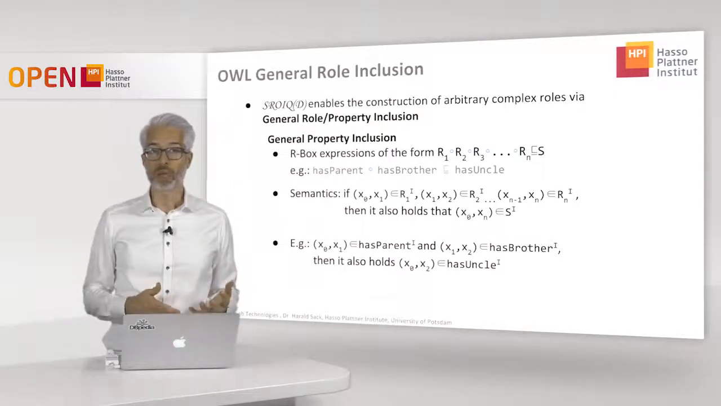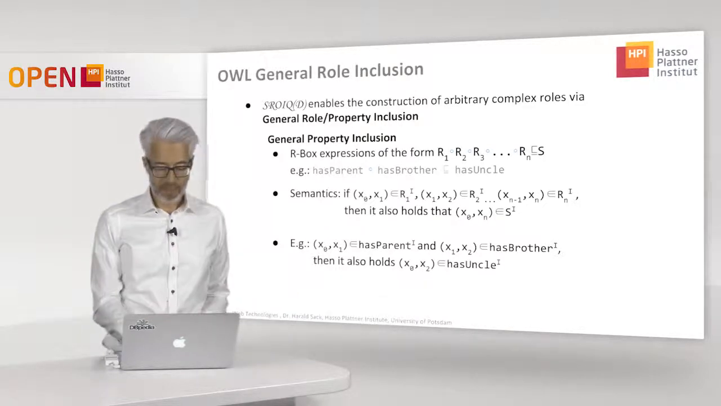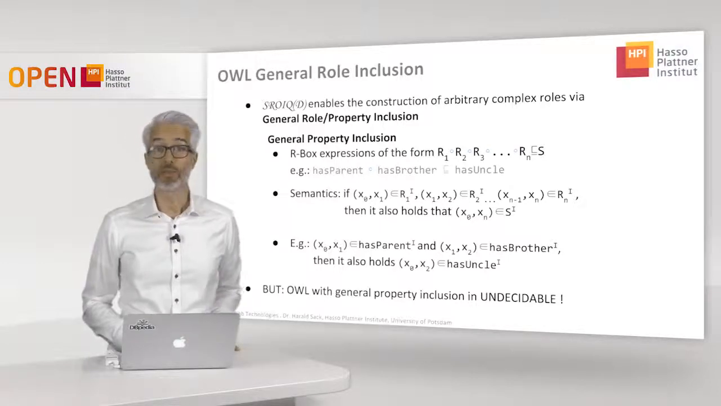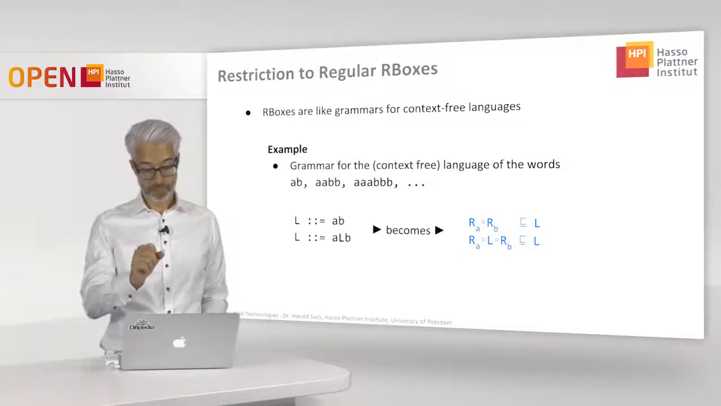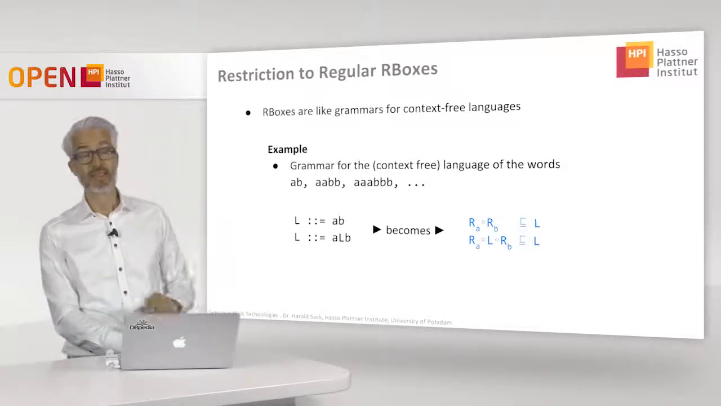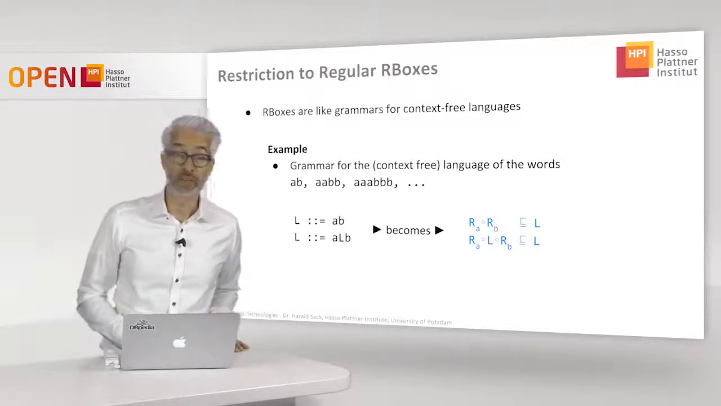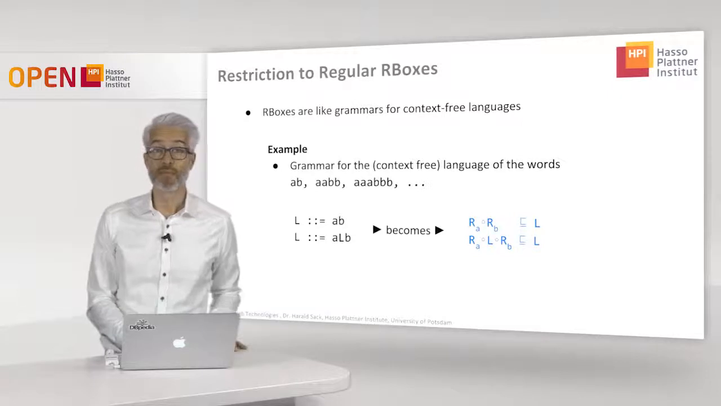So this is the way general property inclusion works. But we have to take care, because otherwise it will lead to undecidability. So when is that the case? What do we have to consider here? One point is that R boxes somehow act like grammars for context-free languages. And maybe you remember that from theoretical computer science.